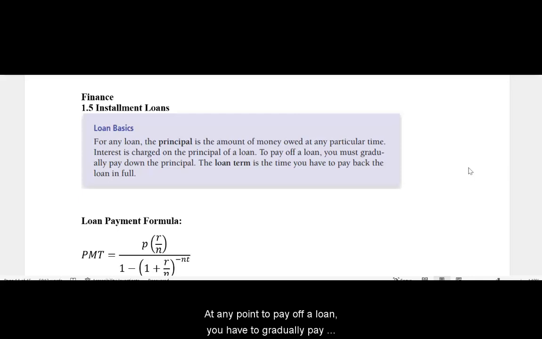To pay off a loan, you have to gradually pay down that principal. And so the loan term is going to be the time you have to pay back that loan in full.